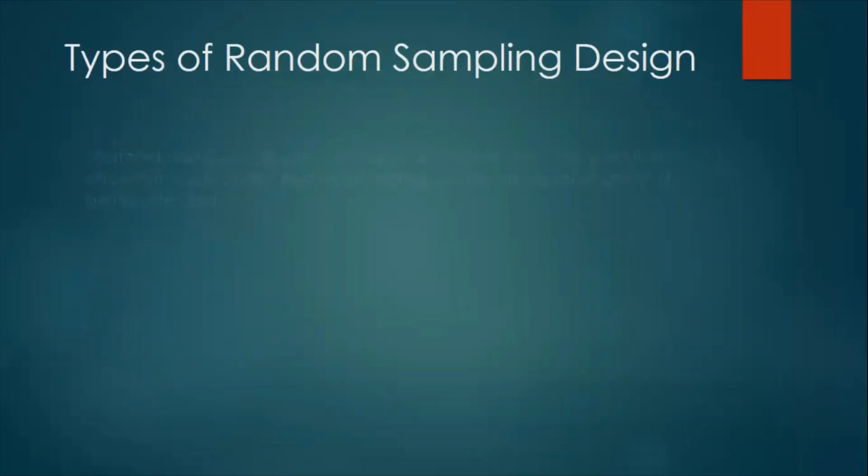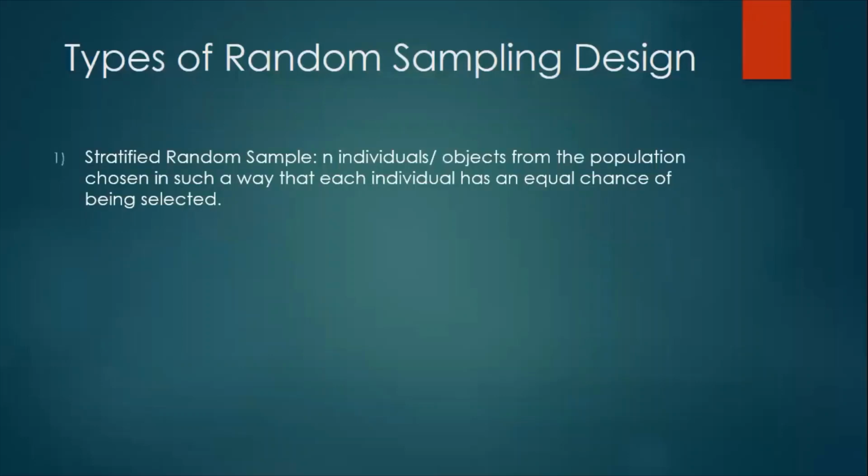So the first one we're going to be looking at is stratified random sample. An individual or object from the population is chosen in such a way that each individual has an equal chance of being selected. Stratified random sampling is used when you have some kind of classification attached to it. So maybe you classify a person based on their gender or their level of education or something. Once there's some form of classification based on it, it's called stratified random sample.